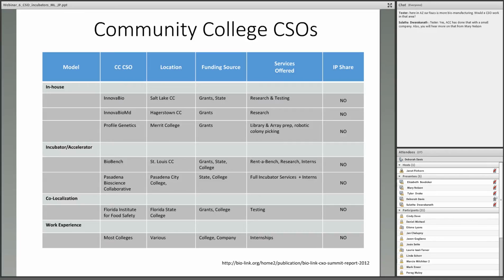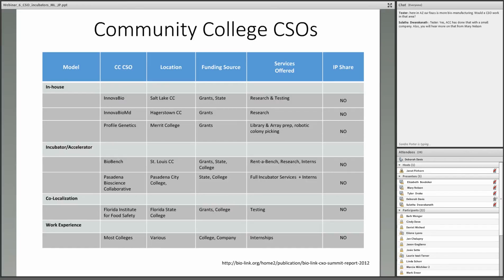There's the incubator or accelerator model. This is where contract work is done off-site, usually in a typical bioscience incubator type setting. Co-localization or co-working. So the college and the industry share a workspace. And then your typical work experiences or internships. Now, I'm not going to go through all these different companies and different community colleges, but I do want to highlight just a few of them. For the in-house model, Innova Bio.